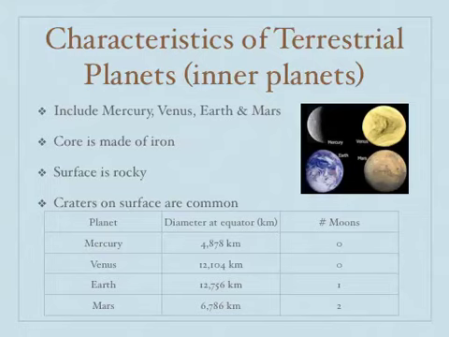Below is a table. On this table, you will be able to compare diameters of these planets, and the diameters are taken at the equator. And you can also compare the number of moons that orbit around each of these planets. Some planets have 0 moons, others have 1 or 2 moons.